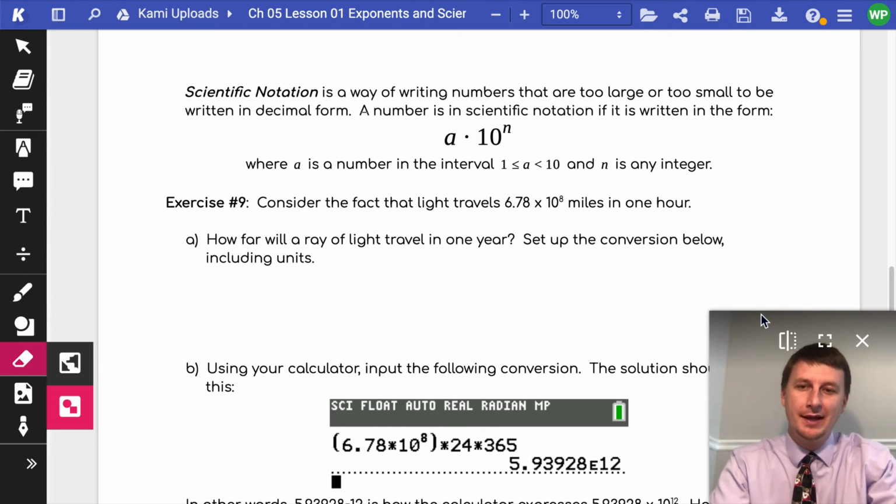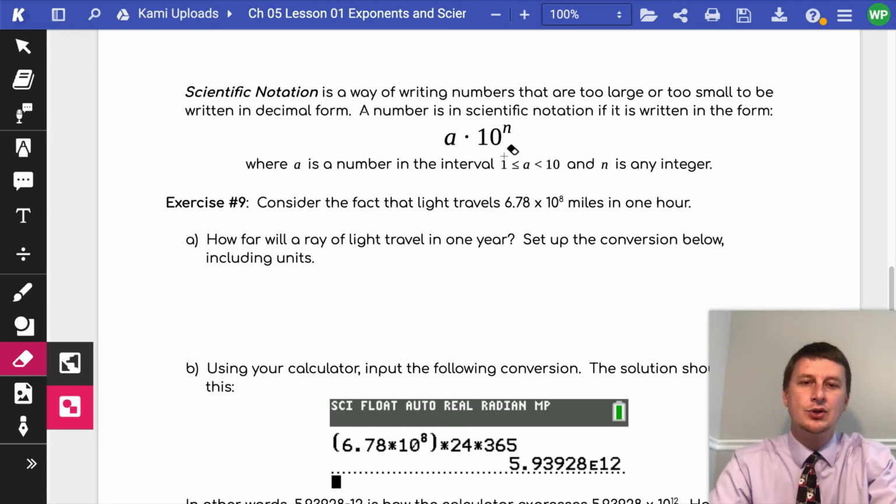Algebra 1. And in this video, we're going to look at scientific notation. Scientific notation is a way of writing numbers that are too large or too small to be written in decimal form. A number is written in scientific notation if it's in the form a times 10 to the n, where a is the number in the interval from 1 to 10, but not including 10, and n is any integer.